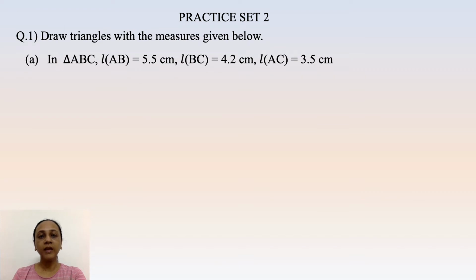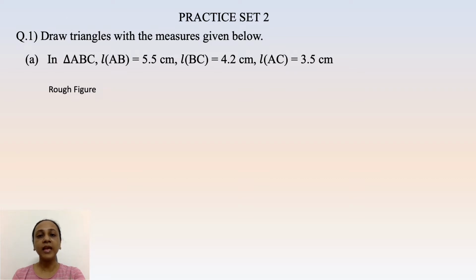A. In triangle ABC, length of AB is equal to 5.5 centimeter. Length of BC is equal to 4.2 centimeter and length of AC is equal to 3.5 centimeter. Some measures are given in the question. First, draw a rough figure. Show the given information in it as accurately as possible.